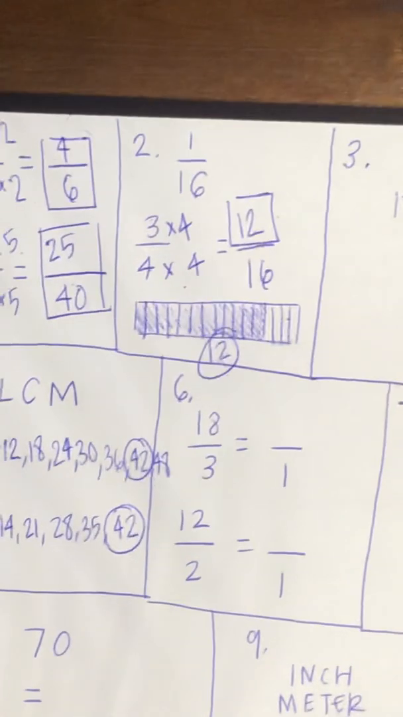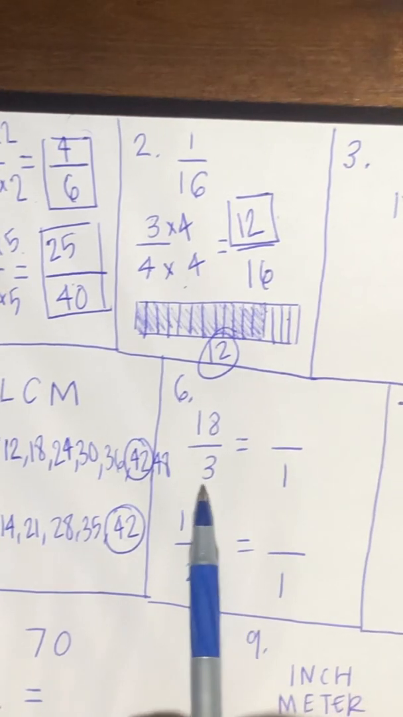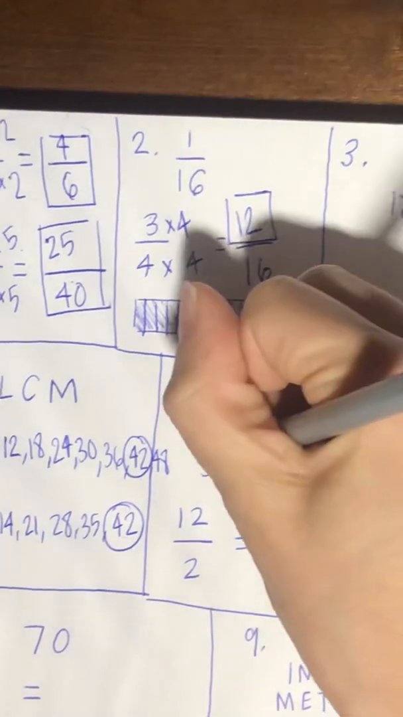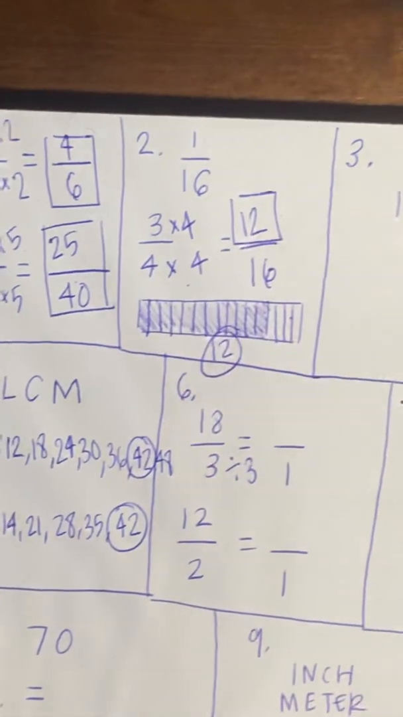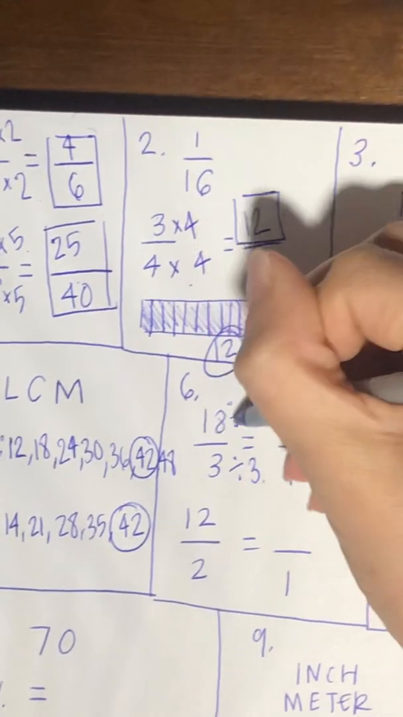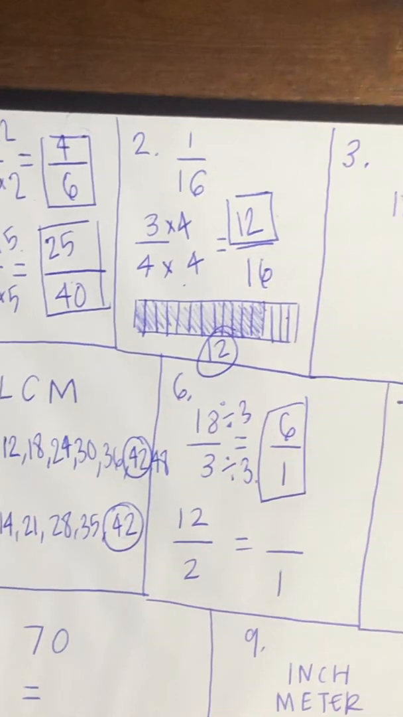Number 6 is determining unit rates. To figure this out, you need to ask yourself, what can I divide 3 by to get to 1? So I divide by 3. Whatever I do to the bottom, I do to the top. 18 divided by 3 is 6. So this answer is 6 over 1.